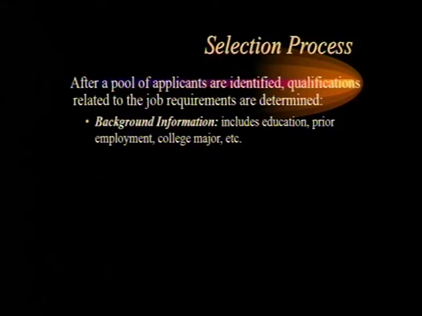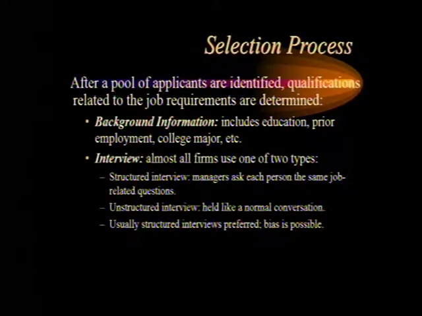All those are selection tools that will help us to get the right candidates for the right positions at the right time. Now, in the selection process, after a pool of applicants is identified, qualifications related to the job requirements are determined. How do we determine that? We check the background information of the candidates, and this includes education, prior employment, college major or university qualification, etc. We also interview these candidates. Interviews could be done in different forms.